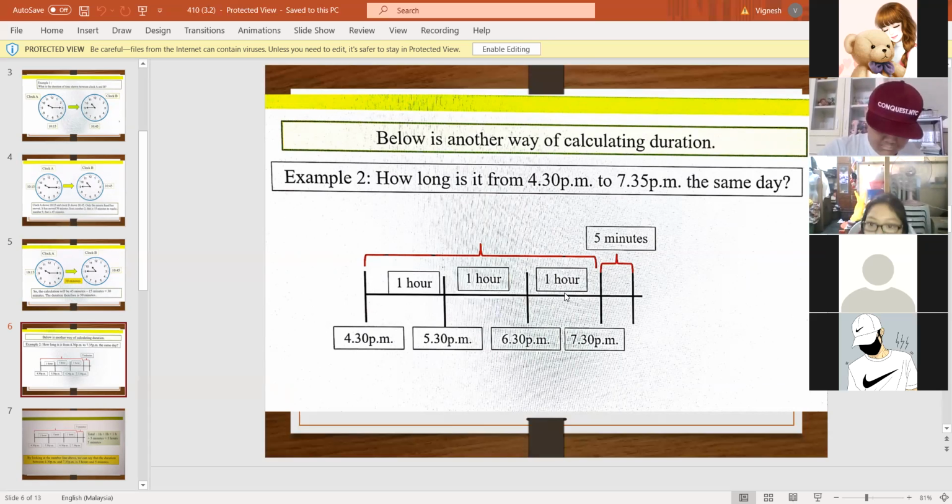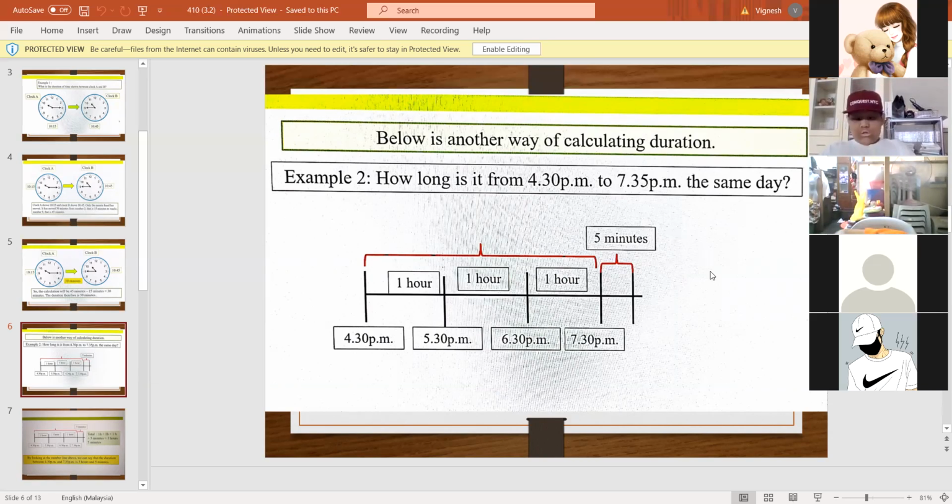1 hour. But it stopped at 7:35, right? We stopped here at 7:30. So from 7:30 p.m. to 7:35 p.m., we still have how many minutes? 5 minutes. So that means 1, 2, 3 hours, 5 minutes. Understand?